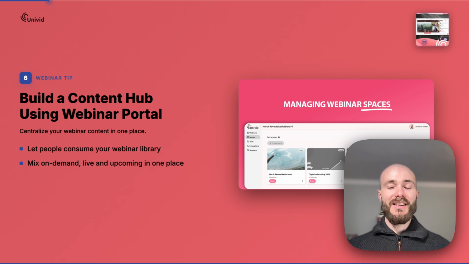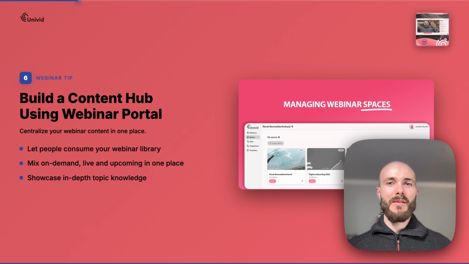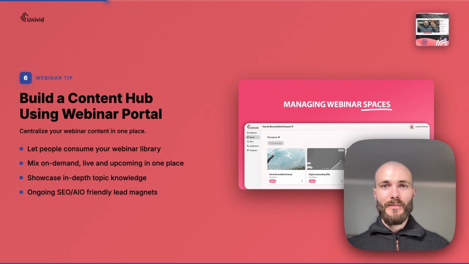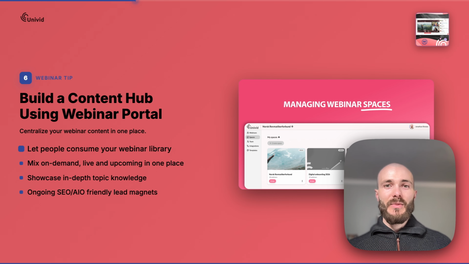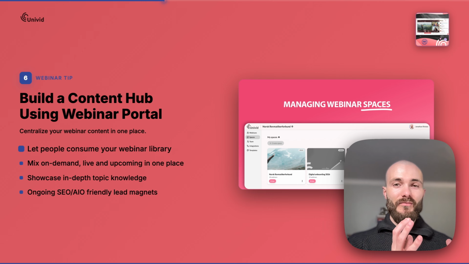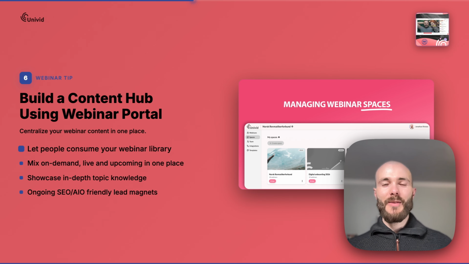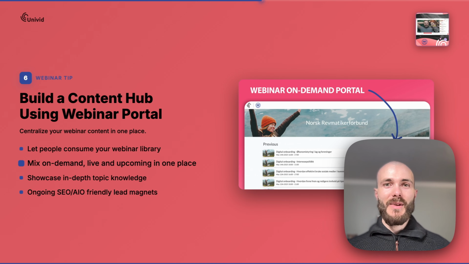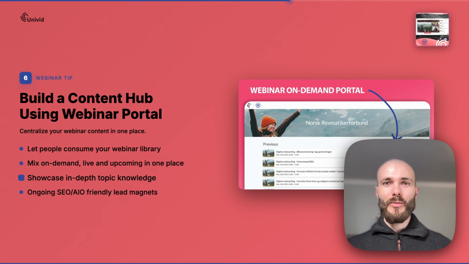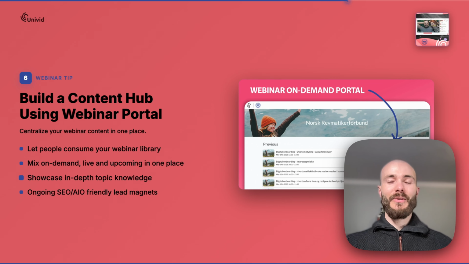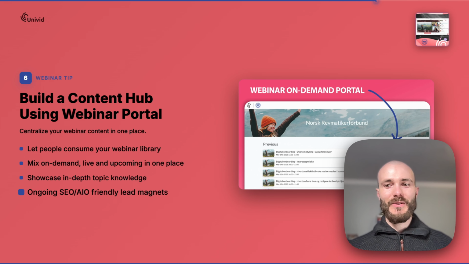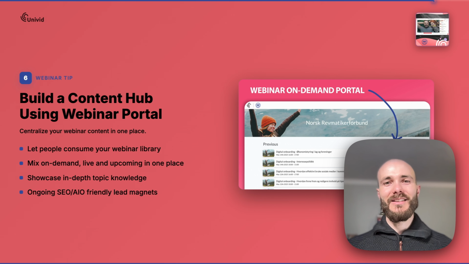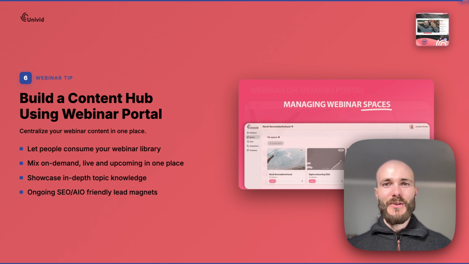And the sixth tip here is that they also build a content hub using a webinar portal or a space in Univid. This allows them to collect both live, on-demand and upcoming webinars in one place, so they can give one clear link to all of the community members and they can find all of this onboarding and educative material. It also can show that they have a lot of topic knowledge when someone Googles or AI searches these type of things, so it becomes a true lead magnet over time as well for new members.